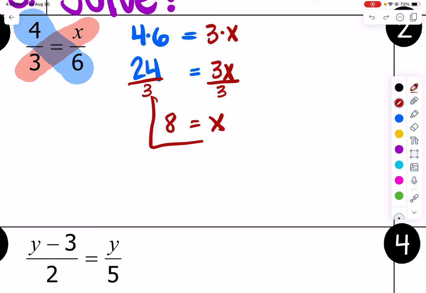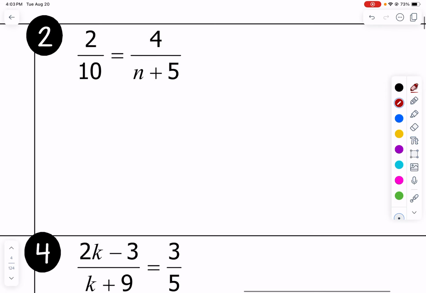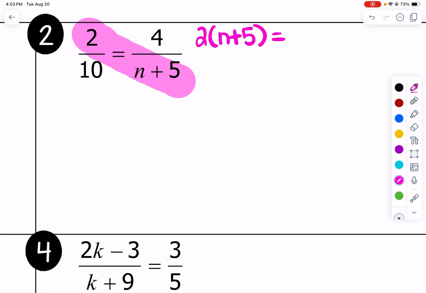Whoops, that is not the shape I wanted. That's a little better. Okay, now we're going to go look at number 2. So again, same thing. We're going to cross. We're going to do 2 times n plus 5. When we set that up, it will be 2 parentheses n plus 5 is equal to. Now we're going to do the other side, 4 times n, or 10 times 4, which in this case would be 40. So I'm going to go ahead and do that.